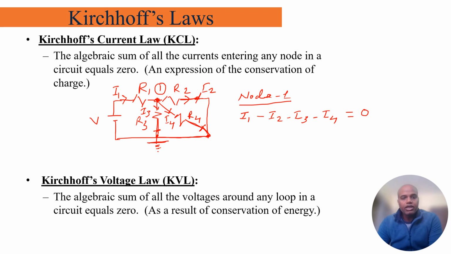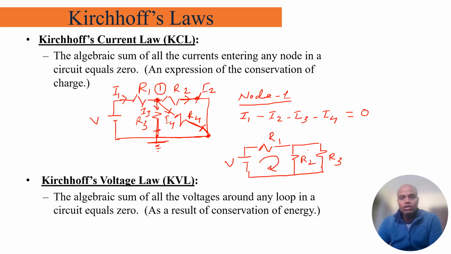Similarly, for the KVL, the definition is that the algebraic sum of all the voltages around any loop in a circuit is equal to 0. So the KVL works on the voltage drop, whereas the KCL works on the current. Again, taking a simple example, let's say I have a simple circuit having 2 parallel branches. Here, let's say this is V, and this is R1, R2 and R3. So I have 2 loops here.